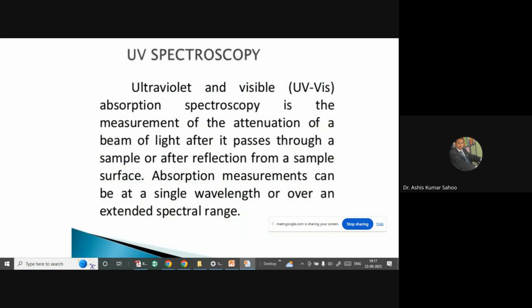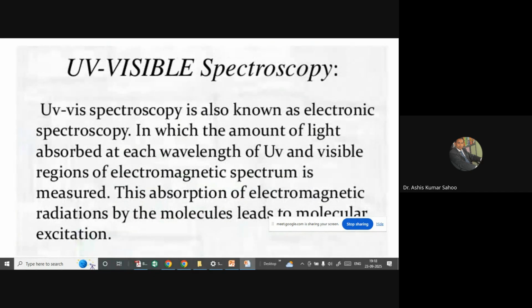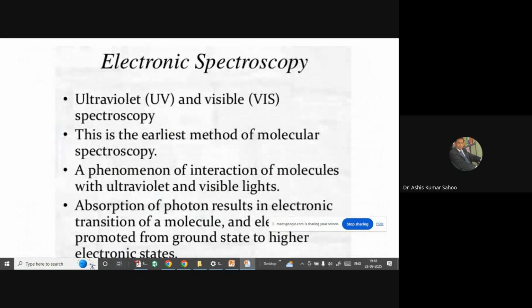So UV visible spectroscopy is nothing but spectroscopy in which electromagnetic radiations of ultraviolet and visible rays are used. UV visible spectroscopy is also known as electronic spectroscopy because here electron transitions occur at the molecular level. UV and visible radiations are used, which is the phenomenon of interaction of molecules with ultraviolet and visible light.